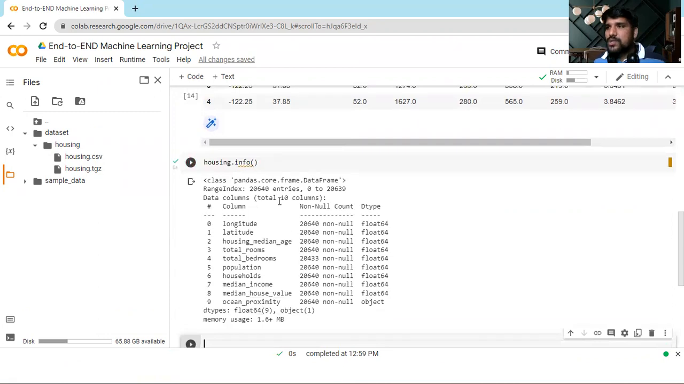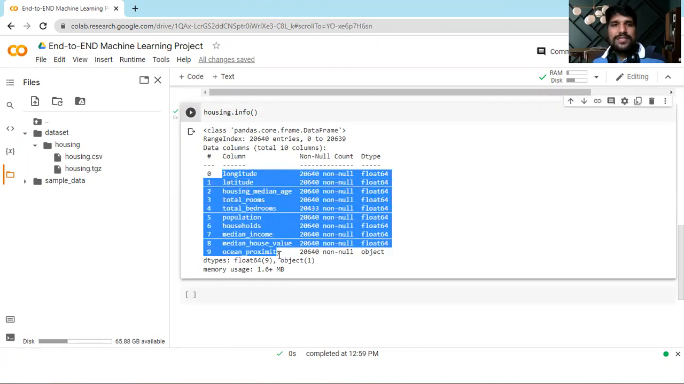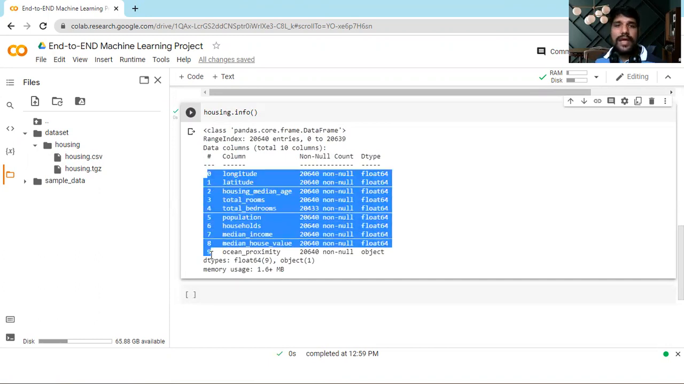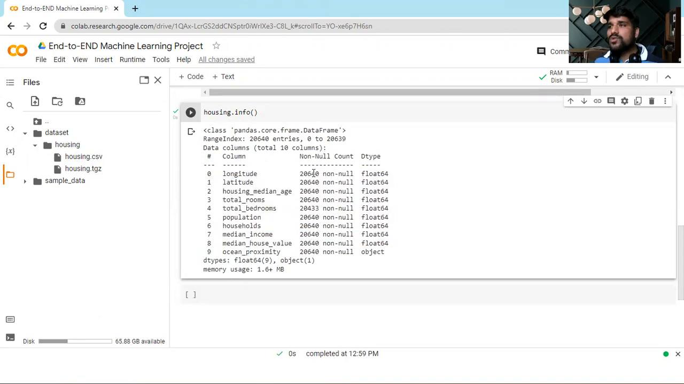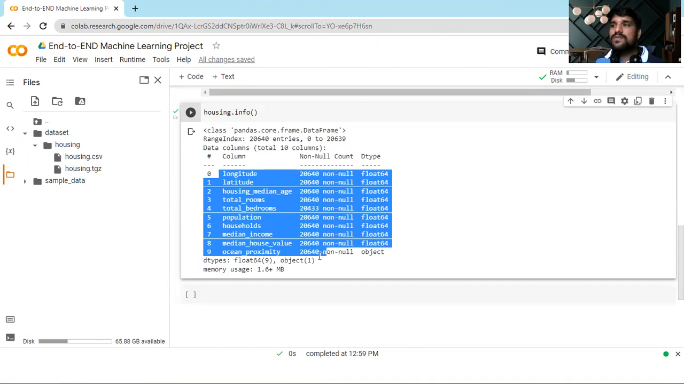So what does it actually give? It gives the number of non-null values present here. Now these are my features, or you can say my attributes. How many features do I have? I have a total of 9 attributes. Specifically, longitude contains 20,640 non-null values. So if I look at all the data, it contains 20,640 values, meaning I have this many districts.